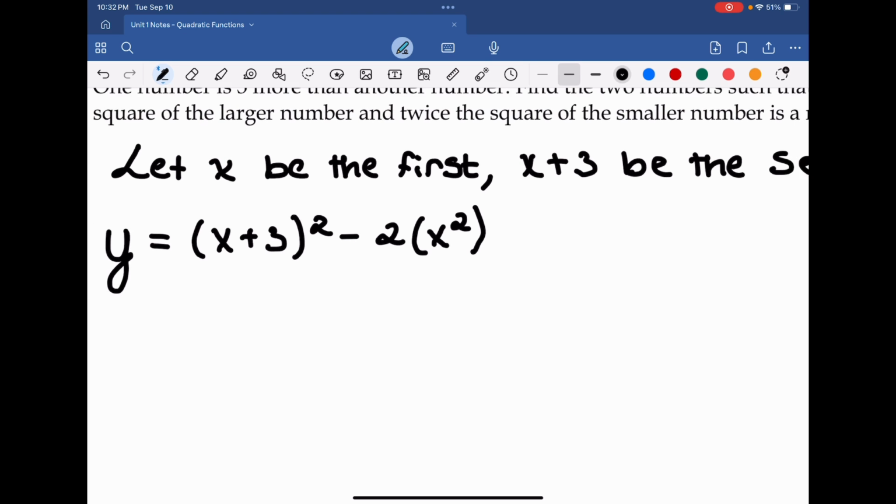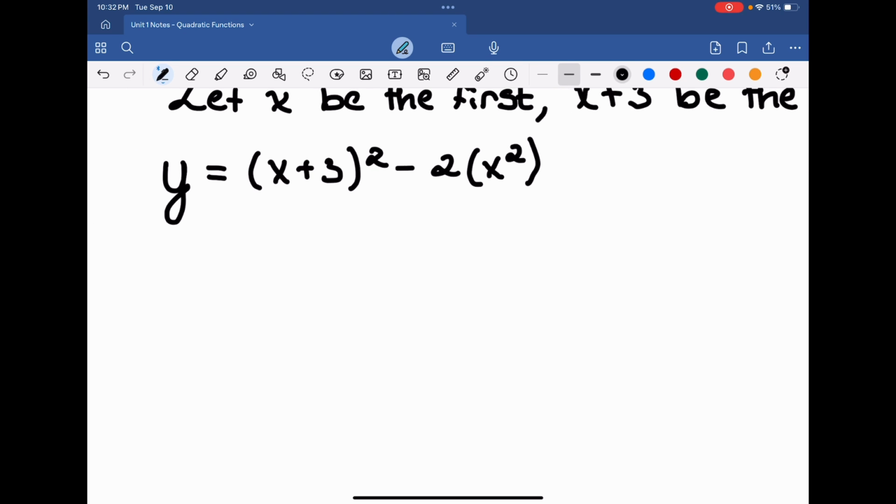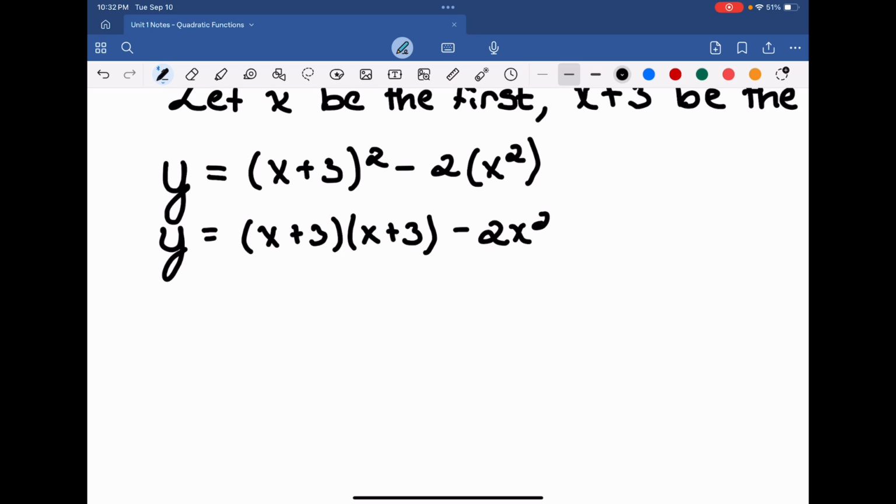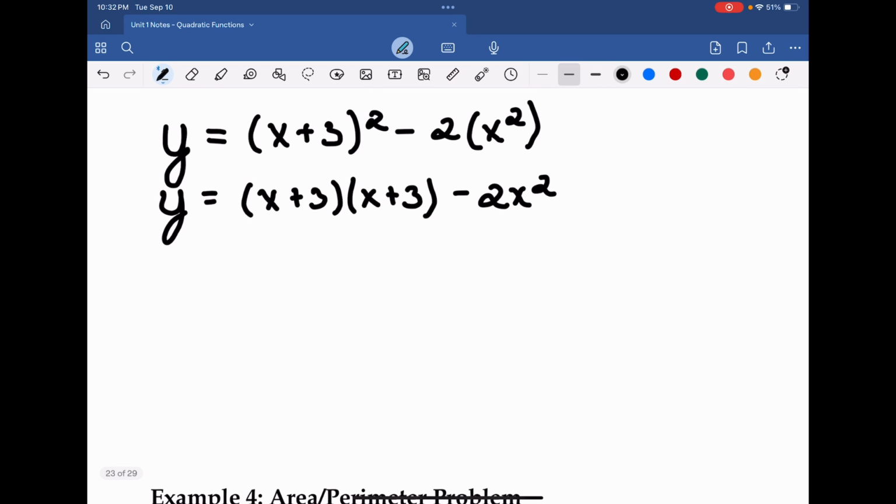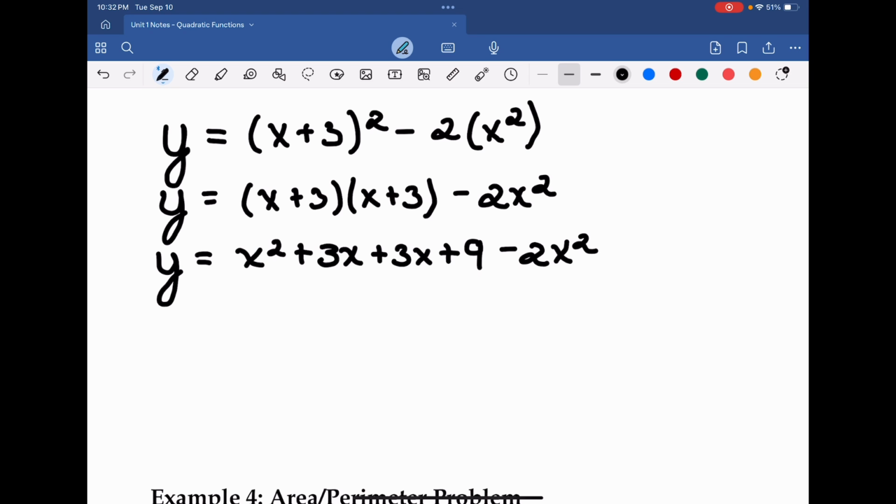Okay, we're going to expand this and then we're going to rearrange it because we want to make it in that general form so that we can convert it to vertex form. This is going to be y is equal to, remember, we do not distribute the square to both terms. We have to write it as x plus 3 and x plus 3. We write it out twice anytime we see a square. This is going to be negative 2x squared, so that one's quite simple. Now when we expand this, we're going to get x squared plus 3x plus 3x plus 9 minus 2x squared.